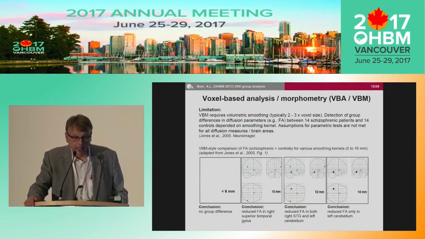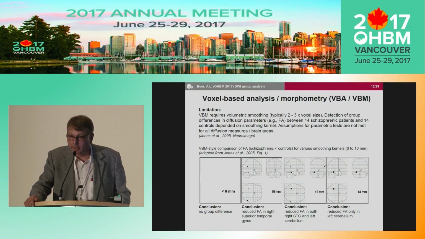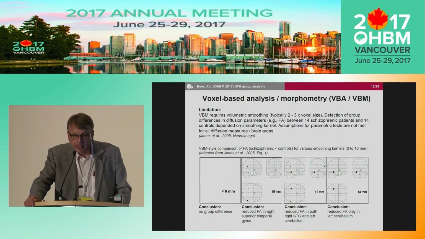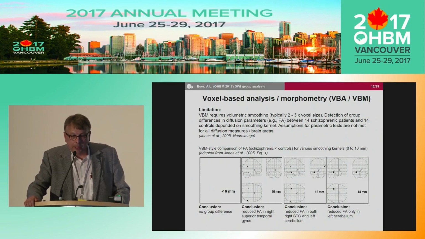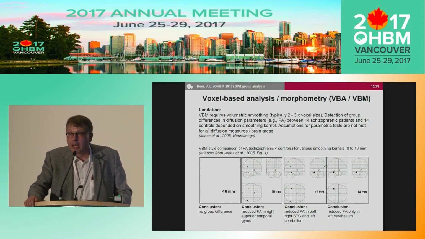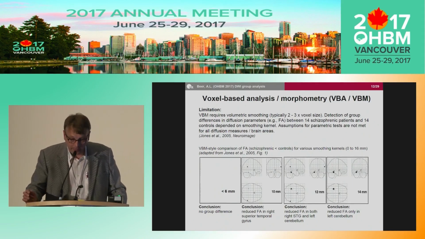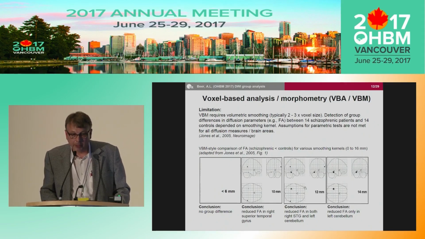However, I mentioned that one criticism of this approach is that it heavily depends on the spatial smoothing criteria, which is illustrated here by the study of Jones in 2005. They compared the diffusion properties between schizophrenics and controls. The diffusion parameter here was the fractional anisotropy. And they performed the voxel-based analysis with several smoothing kernels: a small one, with 10 millimeter smoothing, with 12 millimeter, and with 14 millimeter smoothing.